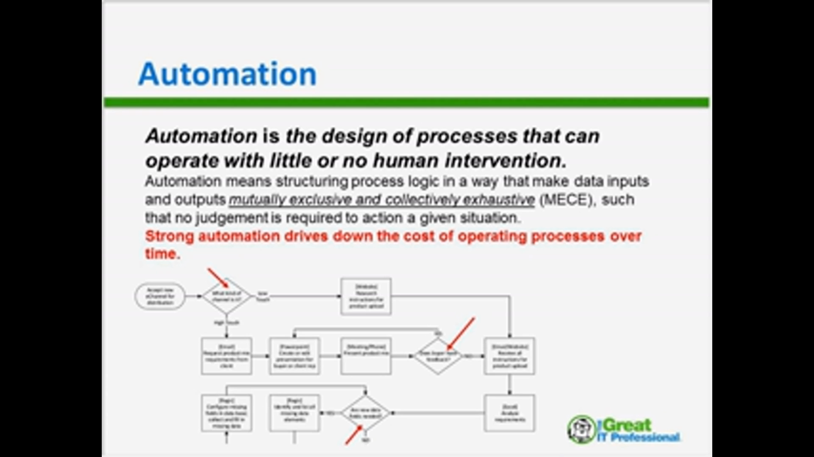Essentially then, if you can create MECE criteria for all of your decision points, what you're doing is making it so that anything, a human, a lower skilled employee, a robot, whatever it is, can be given that criteria and decisions can be made smoothly with little ambiguity and no effort. This is the process of automation. And strong automation drives the cost of operating processes down over time.